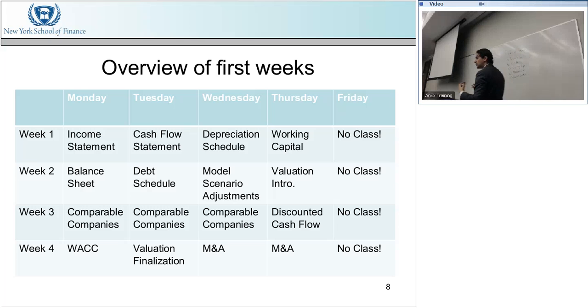You're going to have to get used to my hand. These six components are the core structures. And for the first week, each structure is a topic. So the first day, that went down, it didn't turn on. The first day, you will learn about the income statement.